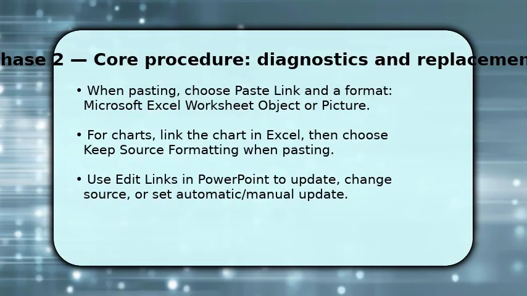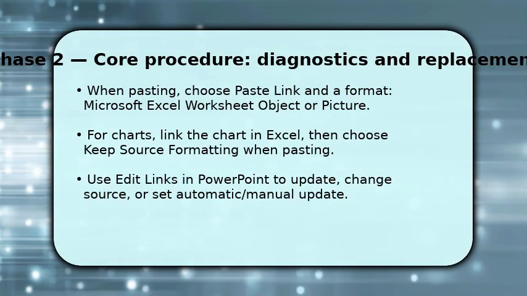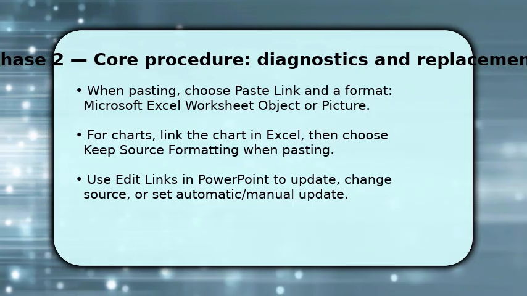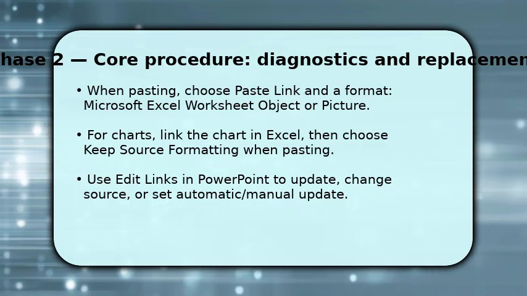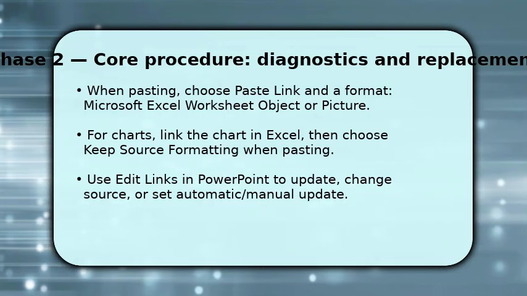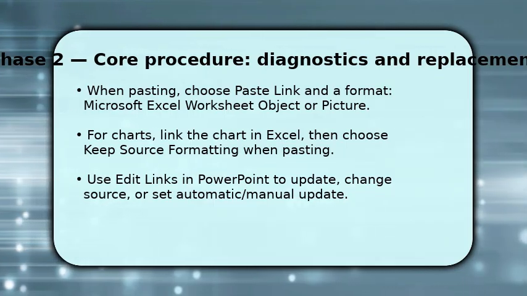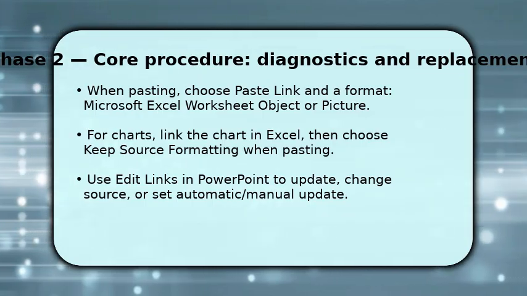Now refine how the link behaves. If you linked a range, pick Microsoft Excel Worksheet Object so users can double-click to edit in Excel. If you linked a chart, choose to keep source formatting to preserve styles. Once linked, open PowerPoint's Edit Links dialog to set automatic updates or manual refresh. Automatic updates push every open, manual gives you control.